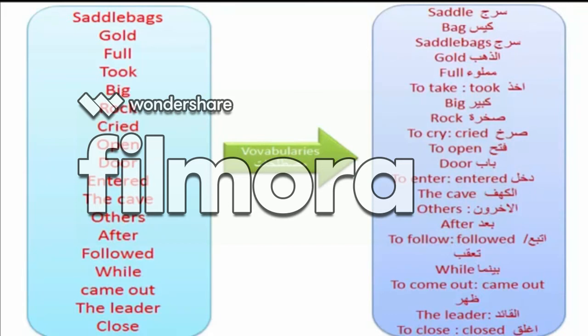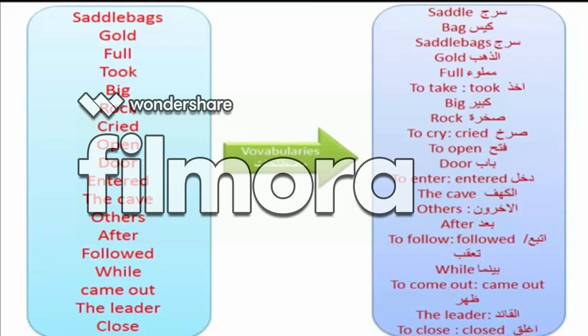The word saddle means سرج الذي يوضع على ظهور الحيوانات. Bag, keys, but the word saddlebags means سرج. Gold, الذهب. Full, مملوء. To take, أخذ يأخذ. In the past this is irregular, it becomes took. Big, adjective, كبير. Rock, صخر. To cry صرخ. Regular, we add ed, cried in the past. To open فتح. Door باب. To enter دخل. This is regular, in the past it becomes entered.